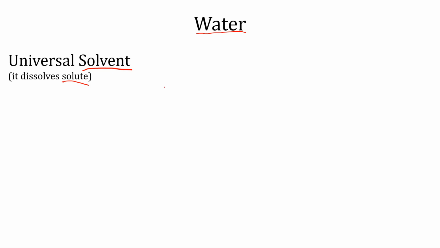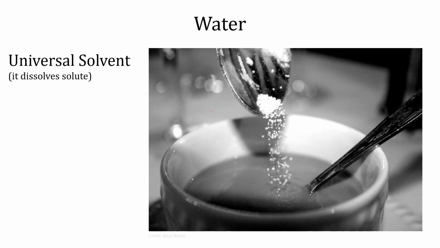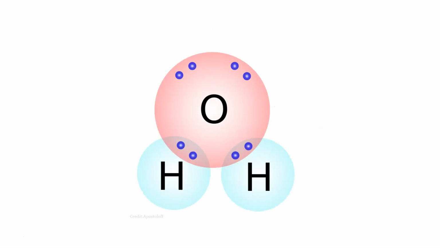Now, the reason why water is so great at dissolving solute, such as the sugar that you would put in your coffee, so in this case, the sugar is the solute getting dissolved in the solvent, the water. Okay, the reason why it's such a great solvent is the fact that it has some pretty basic and powerful polar bonds. So water is H2O, which means that there are 2 atoms of hydrogen, 1 atom of oxygen.